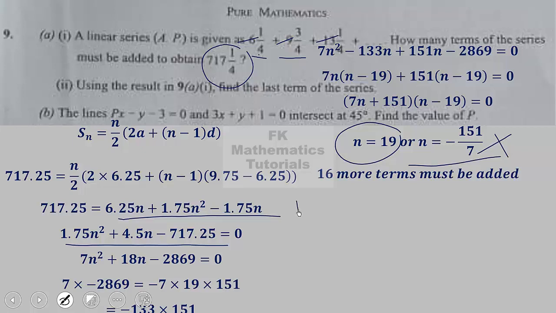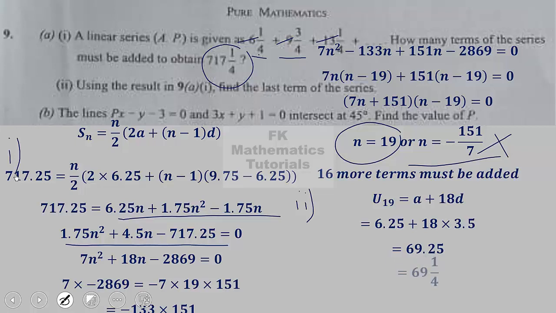Now the ii part says that using the result in i, so this is our i, find the last term of the series. So there are 19 terms, so the last term is the 19th term. That will be given by a plus 18d, which is 6.25 plus 18 times 3.5, which is 69 whole number 1 over 4. So that is the 19th term, which is the last term of the series.